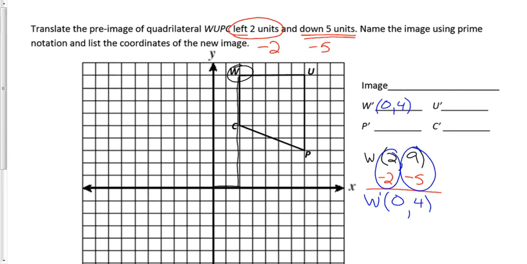What I'd like you to do now is use that method for point C. Write down the coordinates for point C. Then subtract 2 from the x, subtract 5 from the y, and find your new coordinate for C. Go ahead and do that now, please.